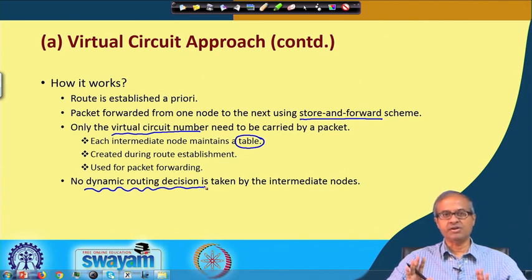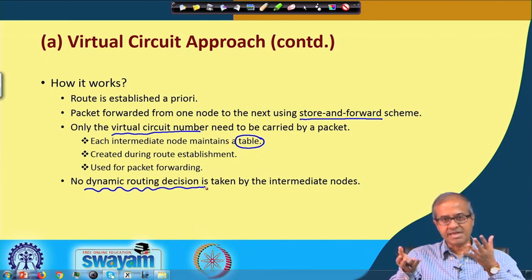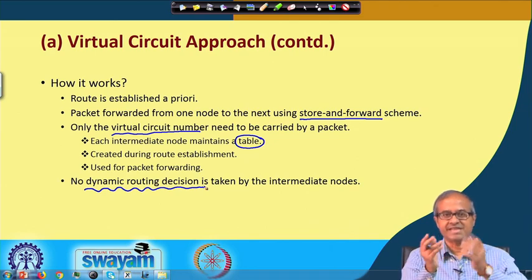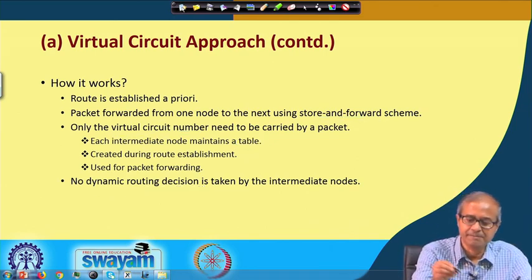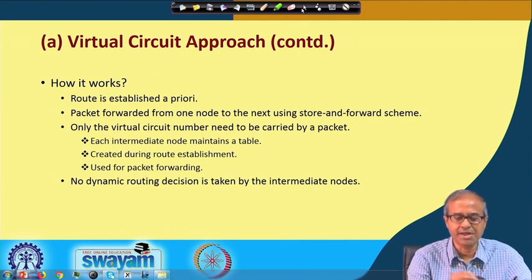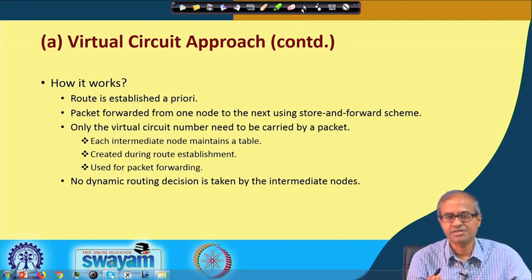Okay. This is one drawback of virtual circuit, because it is not dynamic or adaptive. It cannot adapt itself automatically in light of changing network conditions. It is static in some sense. Okay. And so, we shall be looking at the datagram approach where some of these drawbacks are not present.